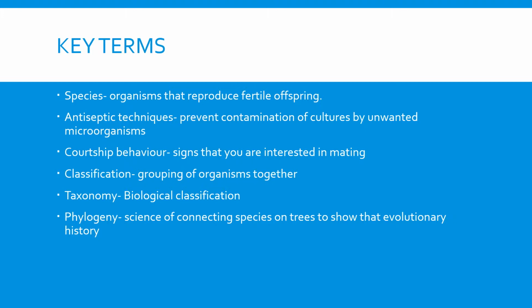Key terms: species, organism that produces fertile offspring; antiseptic techniques, prevents contamination of cultures by unwanted microorganisms; courtship behaviors, signs that you're interested in mating; classification is the grouping of organisms together; taxonomy is the biological classification of organisms; and phylogeny is the science of connecting species on trees to show the evolutionary history.